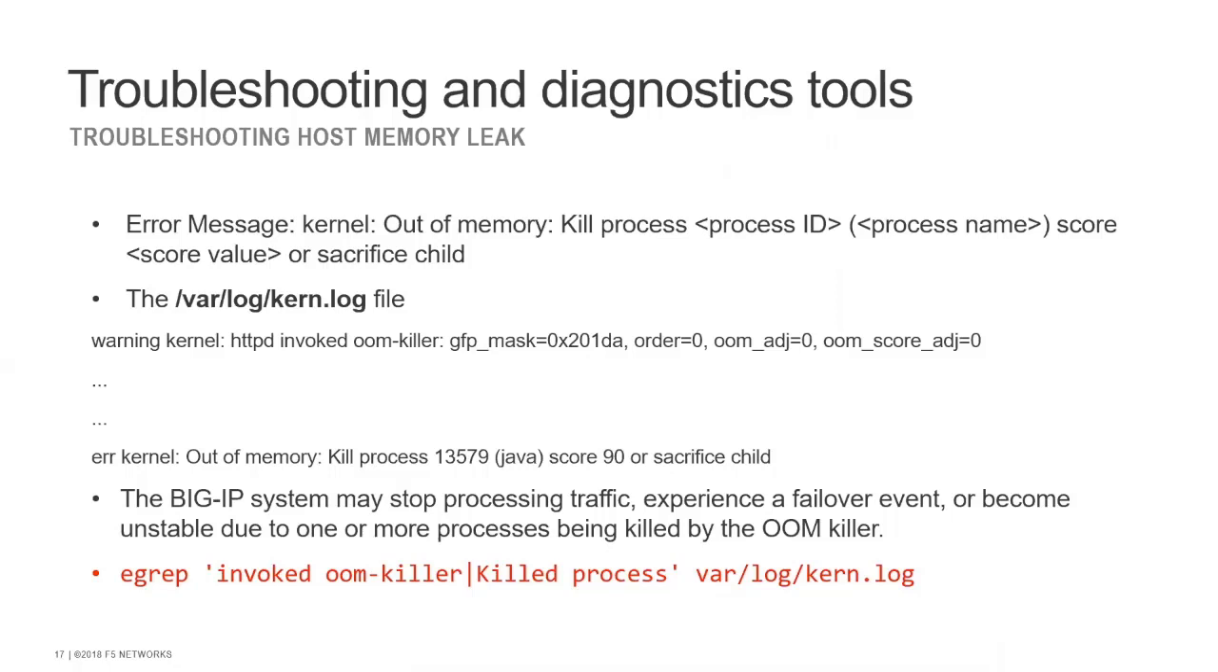When the killer is invoked, the impact will be that the BIG-IP system may stop processing traffic. You can experience a failover event or become unstable due to one or more processes being killed by the killer. One command that you can use to search for whether the killer was triggered is the one that you can see here: grep invoked-oom-killer on the kernel log.